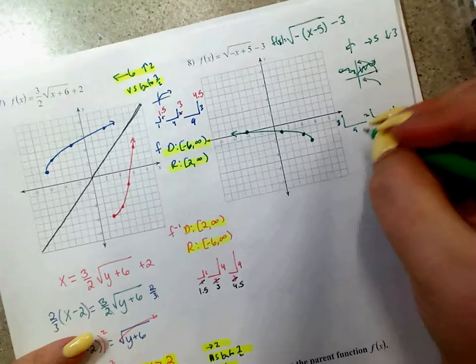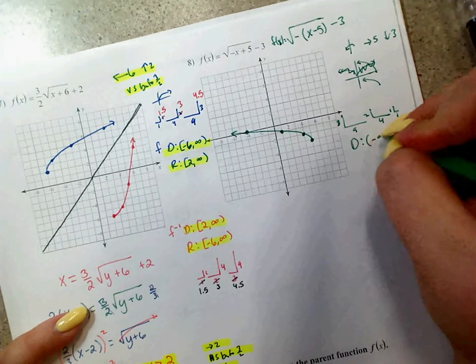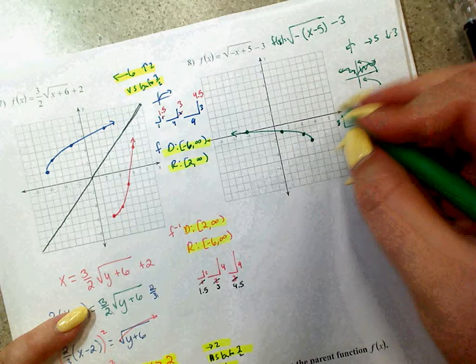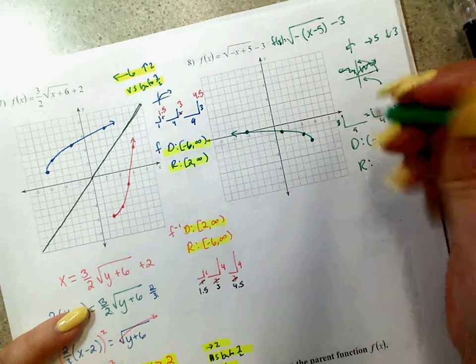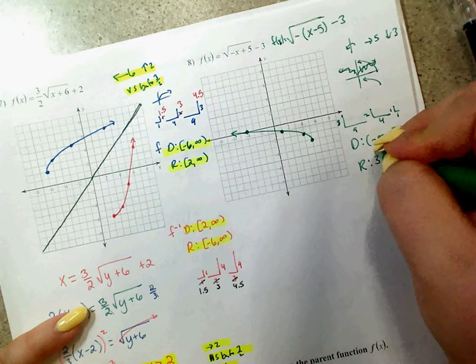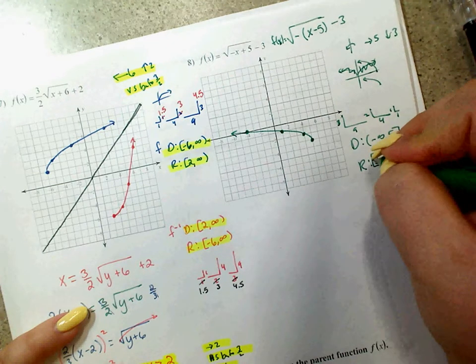My domain is from negative infinity up until 5. And my range is from negative 3 and it goes up to infinity.